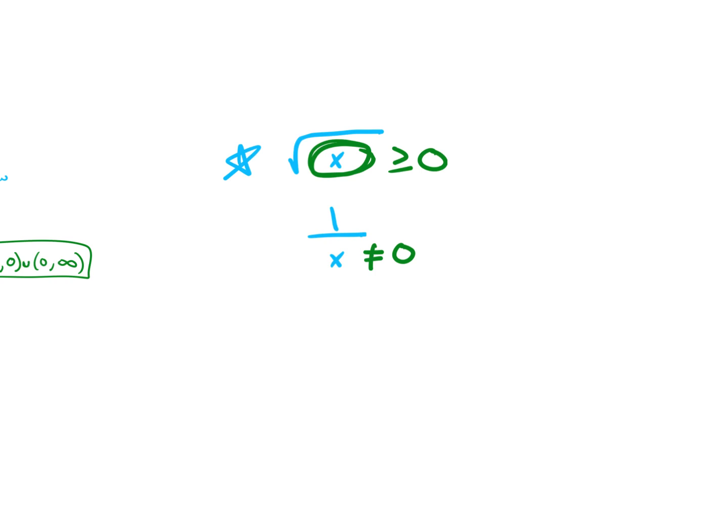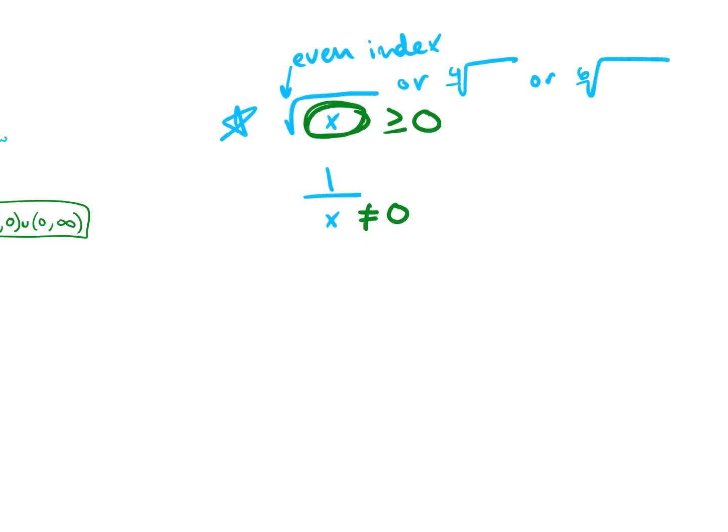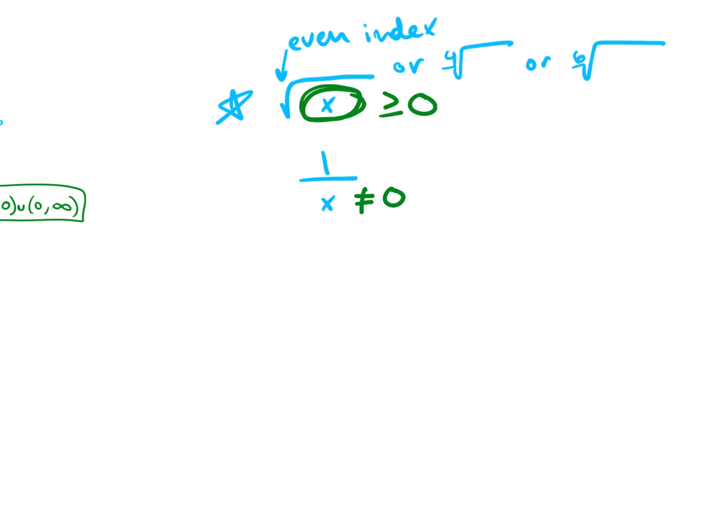Now with square roots, this works for even index square roots. So if we have a square root or the 4th root or the 6th root, you can't have a negative. But if we have the cubed root, let's say, our domain is all real numbers.